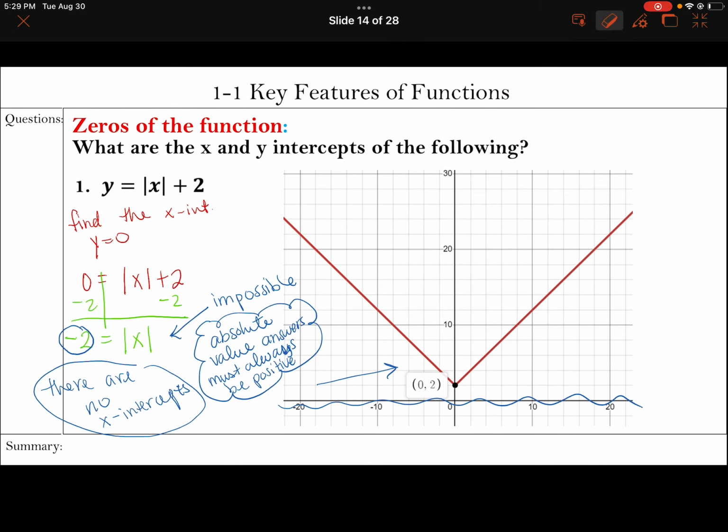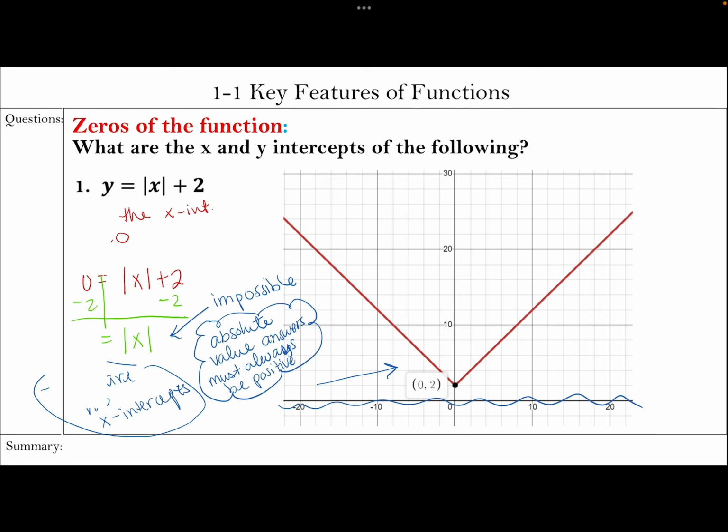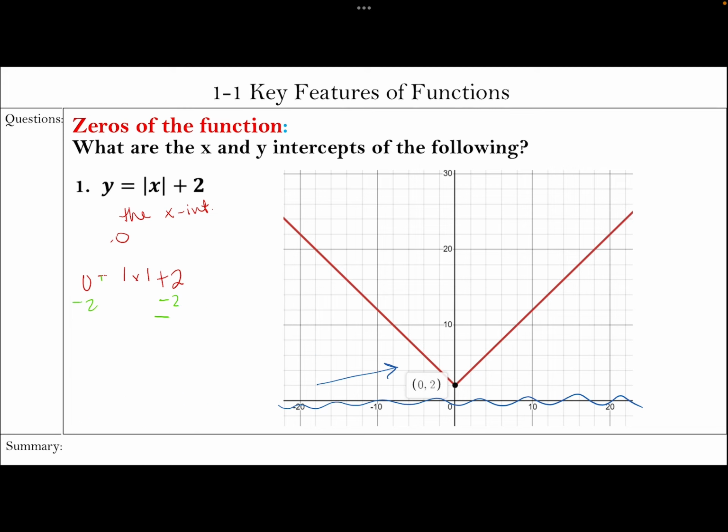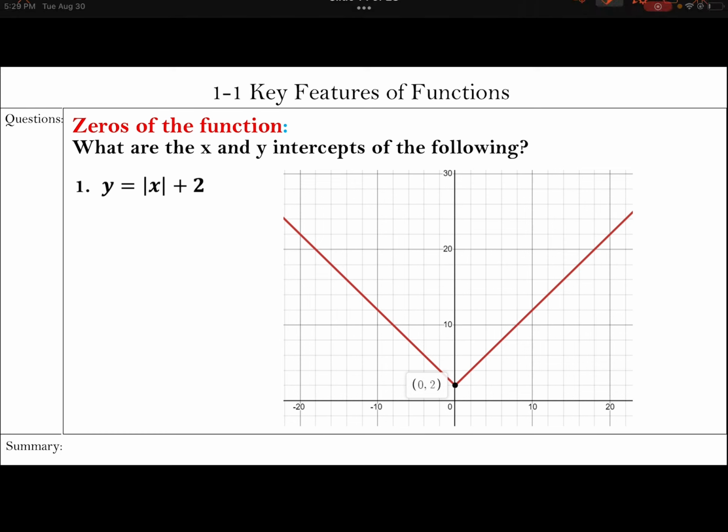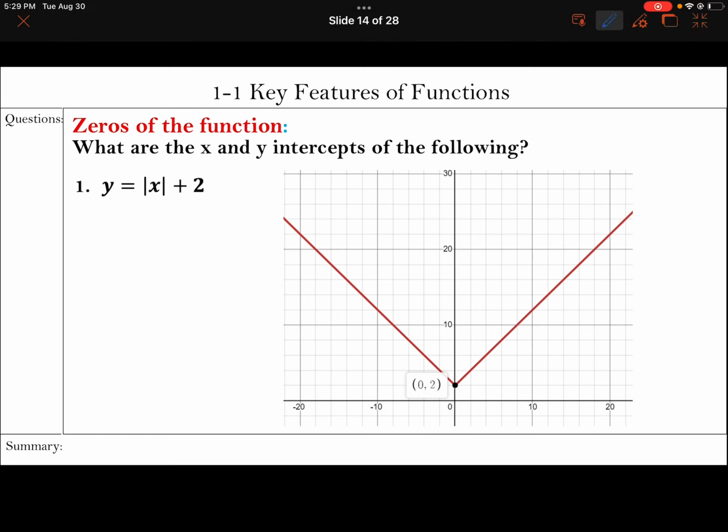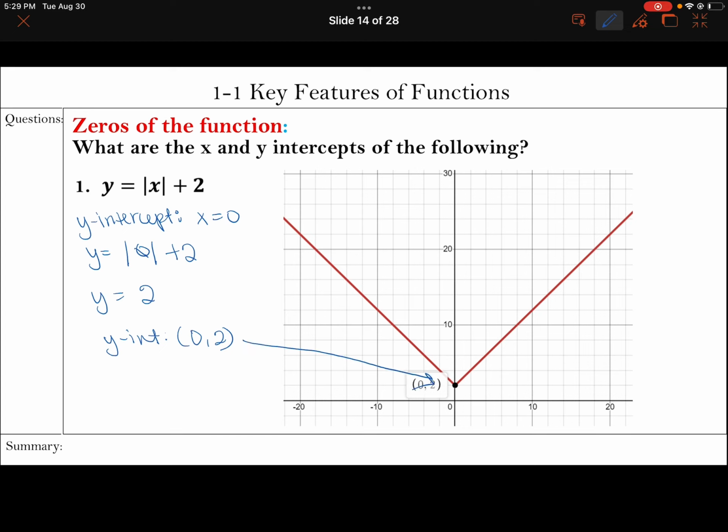Okay, now let's find the y-intercept. It's x equals 0, y equals absolute value of 0 plus 2, so y equals 2. Y-intercept is 0, 2. And there it is. All right, if you have any questions, let me know again.